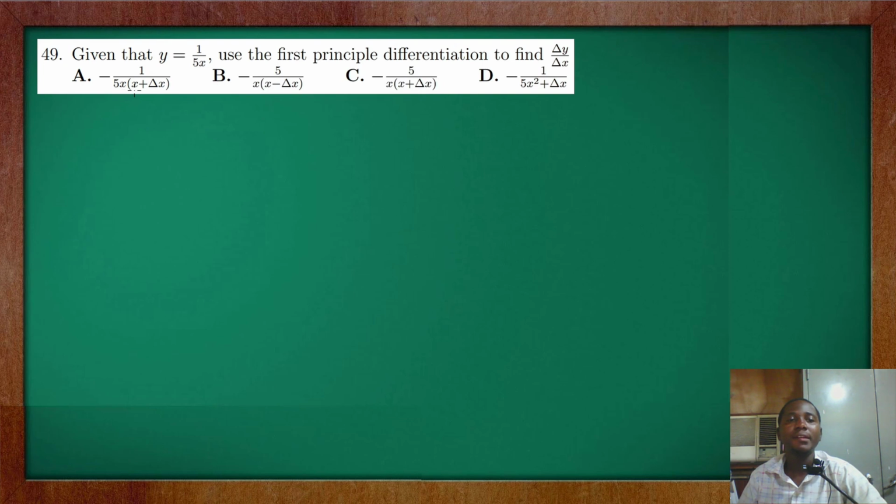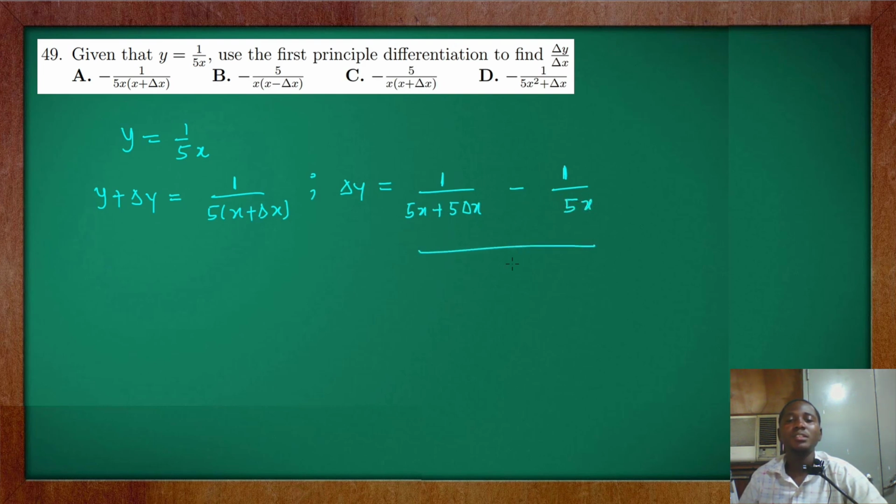Penultimate question. Here they said y is 1 over 5x. So they asked us to use the first principle to find delta y over delta x. That's pretty much simple. Increase y, you have y plus delta y. Then increase x also, you have x plus delta x. Then bring y to the other side. That means my delta y is going to be 1 over 5x plus 5 delta x minus 1 over 5x. And what's the LCM? The LCM is just 5x open brackets x plus delta x.